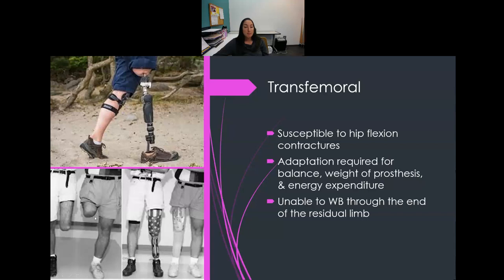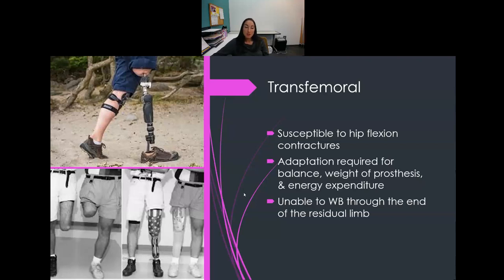It's really easy to get a hip flexion contracture, harder to get rid of it, but it also affects your gait and your ability to use the prosthetic device. So you have to be really careful to avoid that. With a transfemoral, the patient has to adapt in order to maintain their balance. They have to adapt to the weight of the prosthetic, and they are going to require more energy to do the same types of activities.